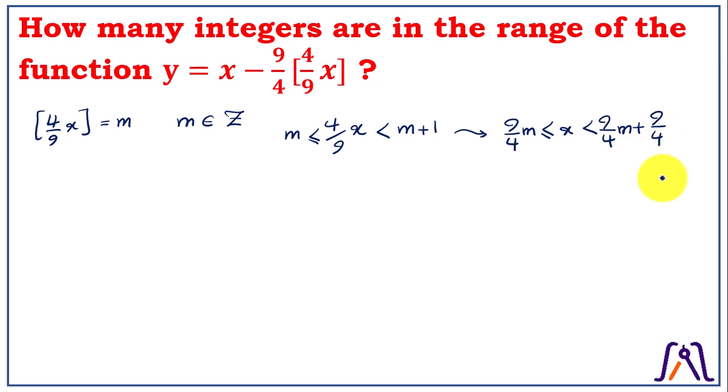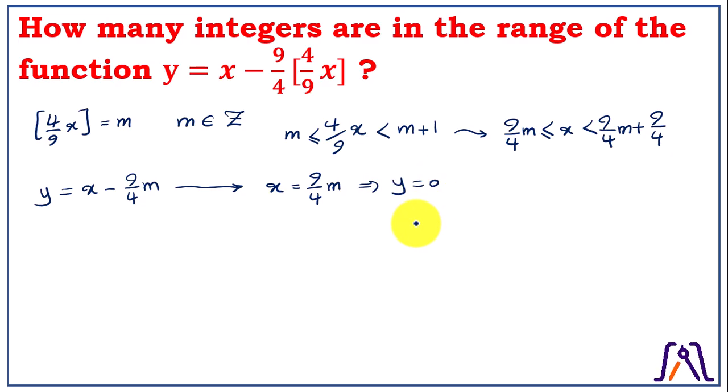Now let's rewrite our function y one more time. Since we set the floor of 4/9 of x equal to m, we get this, that y is equal to x minus 9/4 of m. It's very clear that if you plug in the start of our interval, which is 9/4 of m, in place of x, the result is 0. So you can see that if x is equal to 9/4 of m, so y is equal to 0.